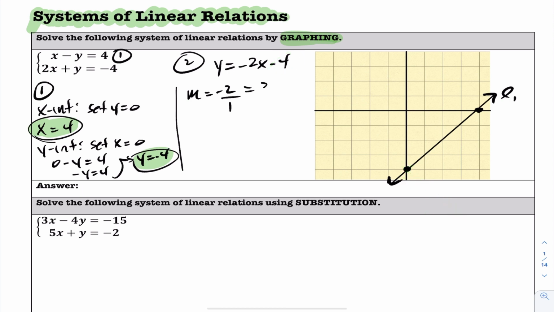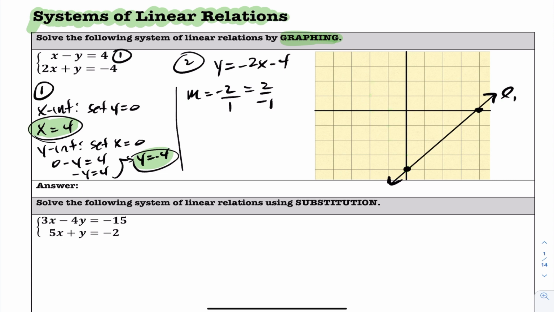So equivalently, I can write this as 2 over negative 1. Now what I'm going to be doing is from my y-intercept, I'm going to be going up 2 units to the left 1, up 2 units to the left 1, and so on, and then you can plot your graphs.